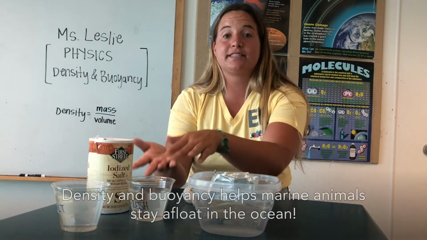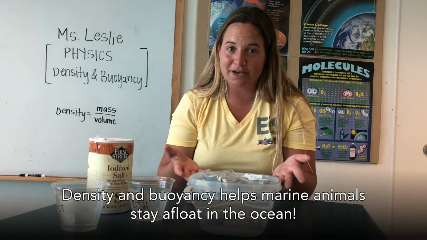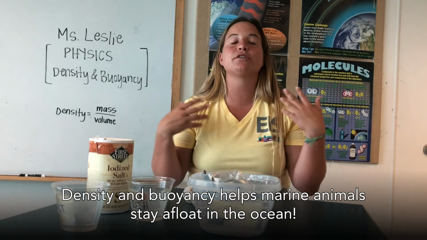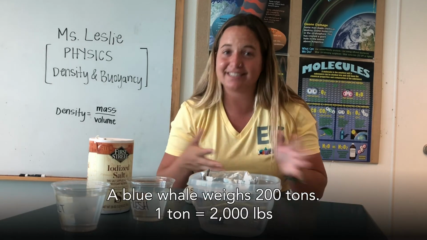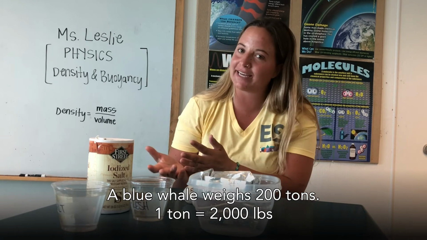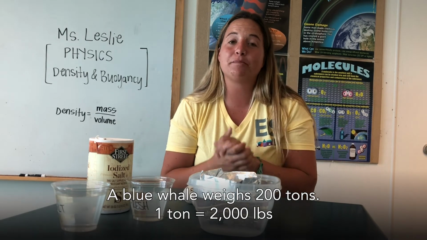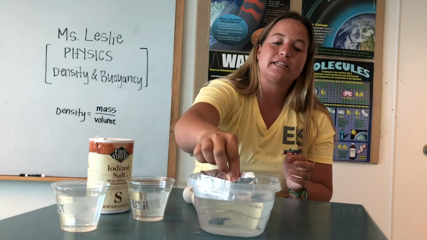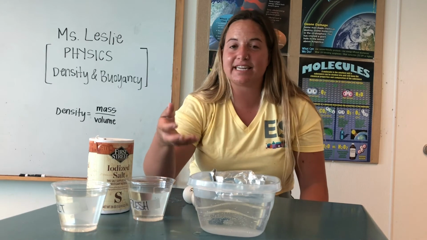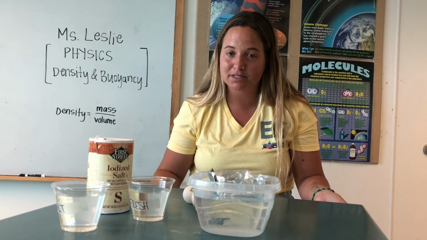Both of these things, density and buoyancy, are what help marine animals float in the ocean. If you think about the world's largest mammal, the blue whale, it weighs about 200 tons. If you had a blue whale on land, it wouldn't survive because it's just too large. A whale that size wouldn't be able to move around on land. So when it's in the ocean, the buoyancy and density actually help it to float and swim around without sinking to the bottom. It's pretty cool.